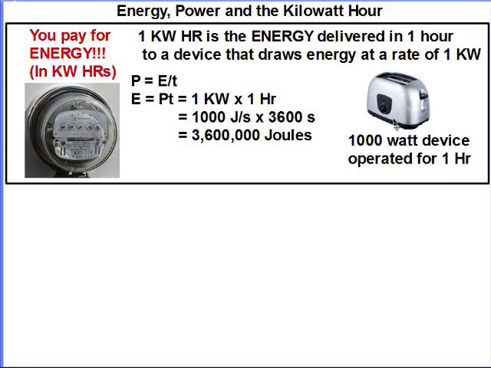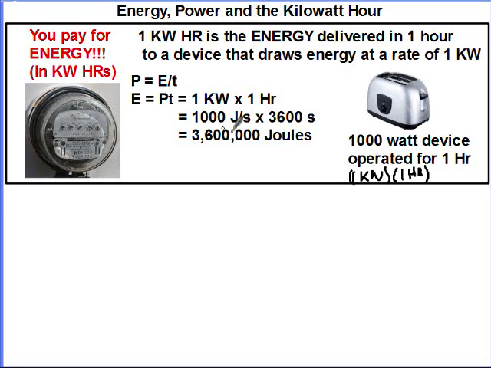Maybe the easiest way to understand that is to think about a toaster. A typical toaster has a power rating of about 1,000 watts, which is equivalent to 1 kilowatt. If I run that for maybe 30 seconds, which is how long it might take to make some toast, I don't use a tremendous amount of energy. But if I run that for an hour, I would get 1 kilowatt hour worth of energy. So a 1,000 watt device run for 1 hour will use about 1 kilowatt hour.